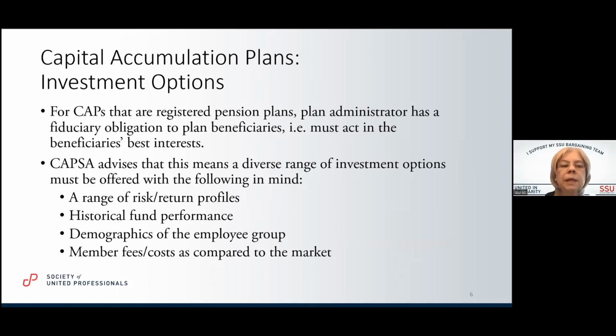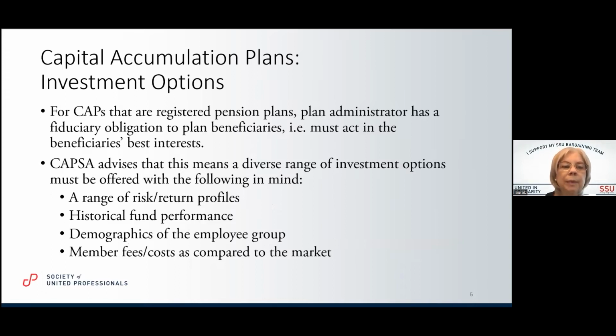For capital accumulation plans that are registered pension plans, in other words, covered by the applicable pension legislation, the plan administrator has a fiduciary obligation to the beneficiaries. This is incredibly important, that they must act in the beneficiary's best interests.